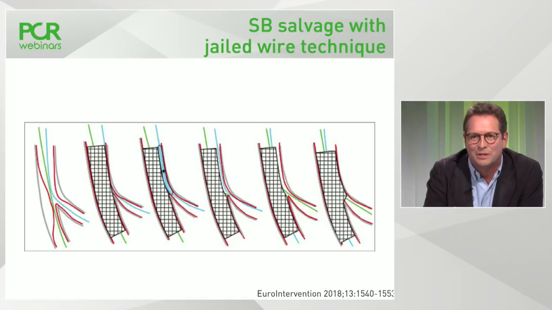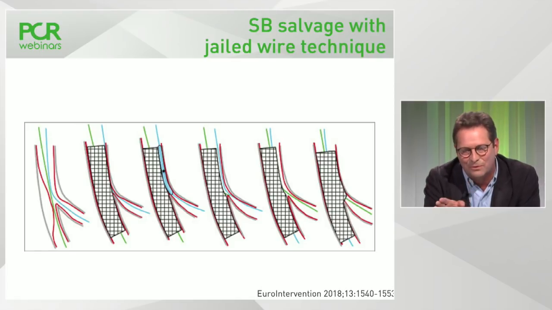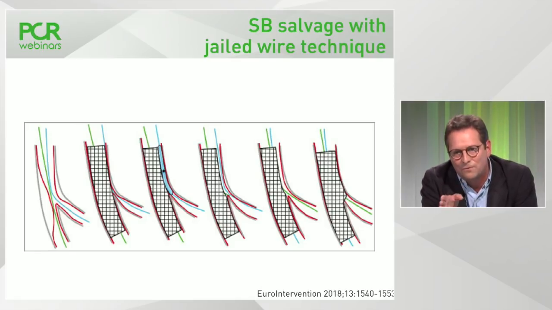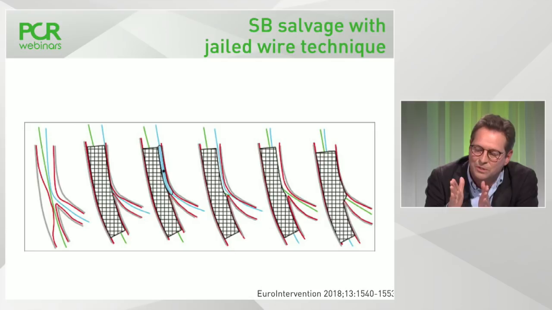I'm very close to saying put in two wires always, but I don't think there are situations where we don't put in two wires. But if you're in doubt, put in two wires. If you close the side branch, you have a marker, so you can see where it was. You also have a wire in the right lumen, because what happens when you close the side branch is that the ostium is narrow.